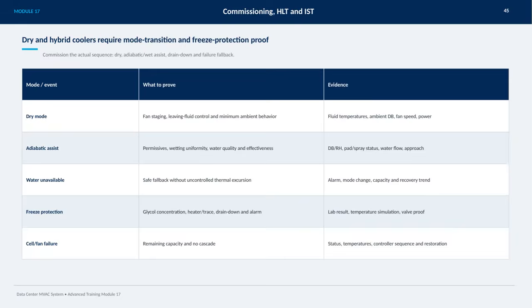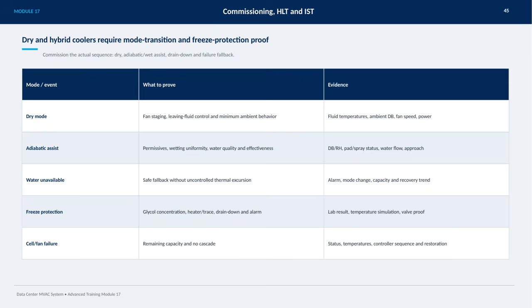On this slide, we're focusing on commissioning dry and hybrid coolers, which require thorough mode transition and freeze protection proof to ensure reliable operation. The key point here is to commission the actual sequence, which includes dry mode, adiabatic or wet assist, drain down, and failure fallback. In dry mode, we need to verify fan staging, control of leaving fluid, and performance under minimum ambient conditions. We look at fluid temperatures, ambient dry bulb temperature, fan speed, and power consumption as evidence.